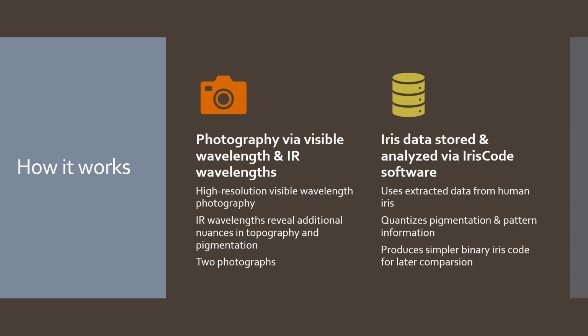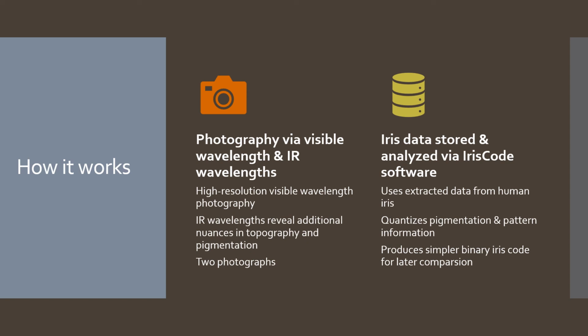As I mentioned in the last slide, the photography taken with retinal scans and iris scans uses visible wavelength and infrared wavelengths, both. It's two separate images that it'll take. It'll go click, click, and take two images back to back. A high-resolution visible wavelength photograph will be taken first, and then an infrared one to reveal any nooks and crannies or nuances or changes in pigmentation that are otherwise undetectable by a regular naked-eye style image.